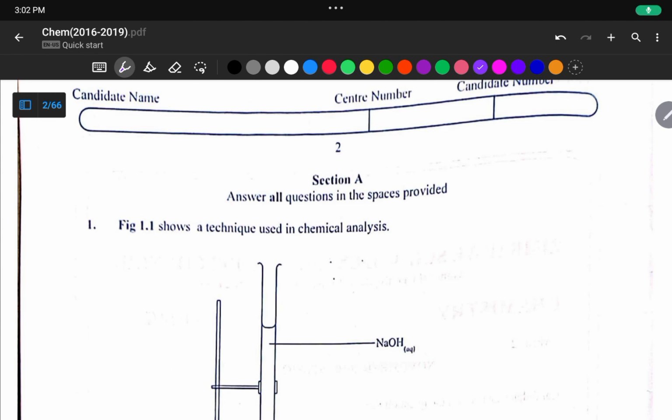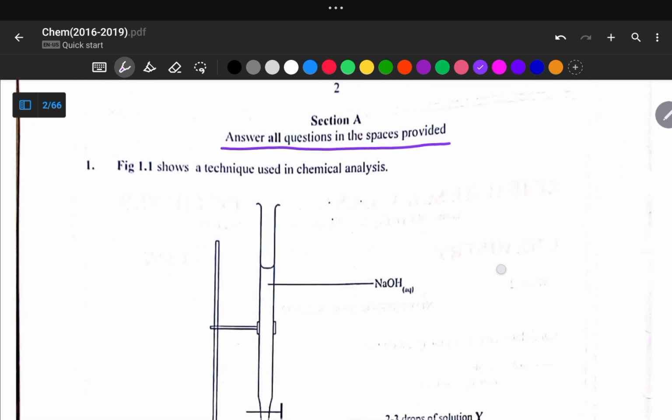If you're doing ZIMSEC, you need to pay attention to the instructions. For Section A, we are required to answer all the questions in the spaces provided. If you're not doing ZIMSEC, or you're doing Cambridge or any other exam board, what you need to do is pay attention to the data. So here, don't focus on exam boards. What you need is the data to answer these questions, right?